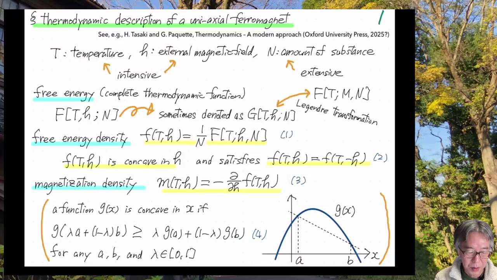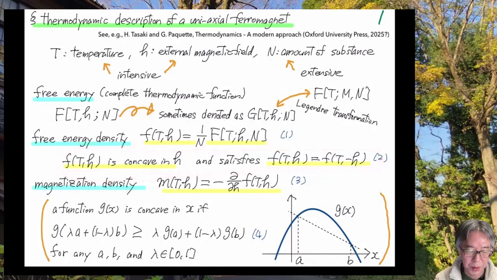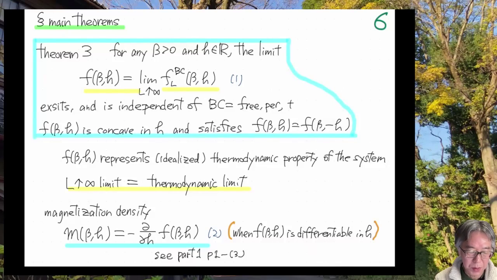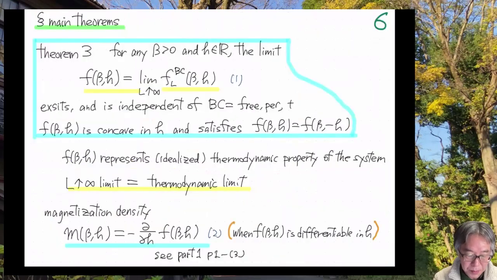In part 1 we claimed that we get this from thermodynamics and symmetry of the system, and we precisely have the same statement as a theorem. And so we define the magnetization density by using this universal free energy, which is independent of the boundary condition. I'm sorry, this is part 1. So this is the same as the thermodynamic definition we gave in part 1.